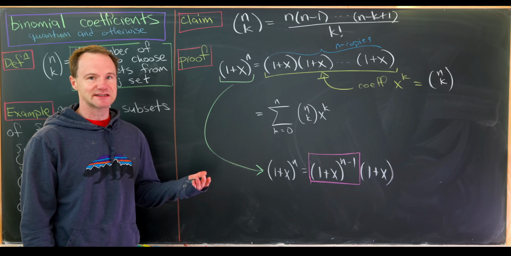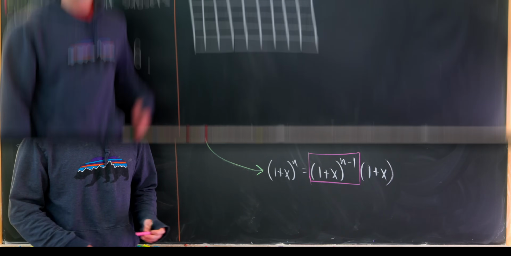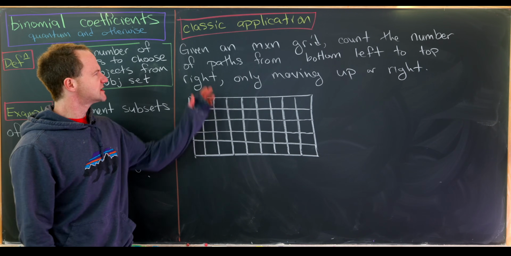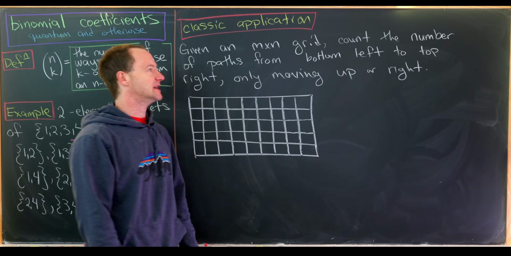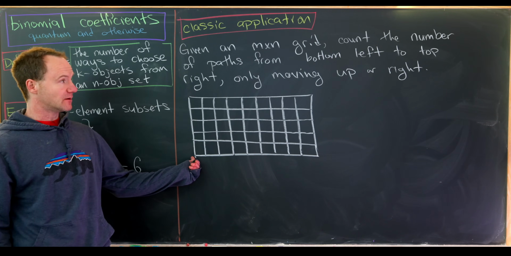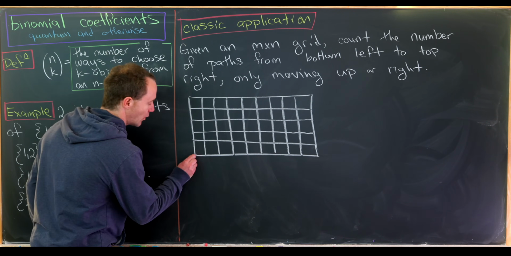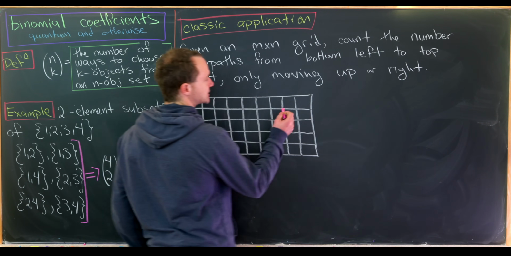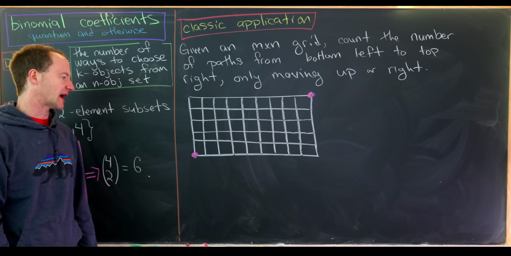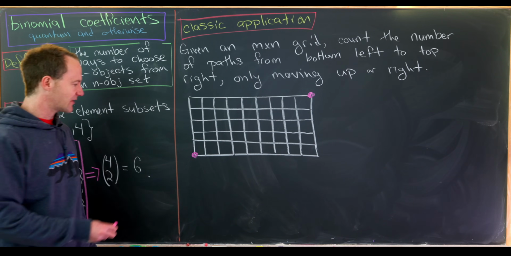Okay, so now let's look at an example of what these binomial coefficients count, maybe a nice geometric example. So here's a classic counting example of binomial coefficients. Let's suppose we're given an m by n grid, and our goal is to count the number of paths from the bottom left of this grid to the top right of this grid, where the only allowed moves are up and right. Which means if we make a turn, we can only make a left turn. That's another way to think of this.